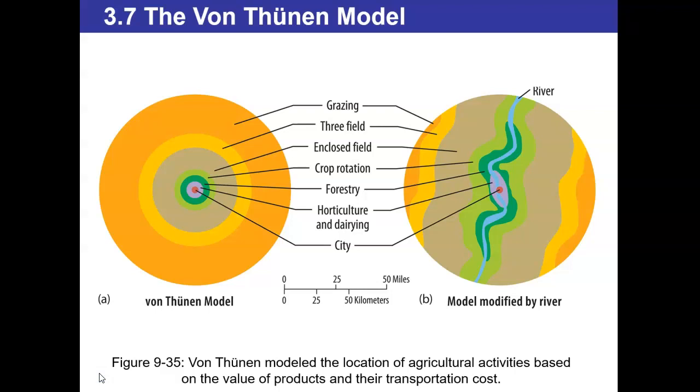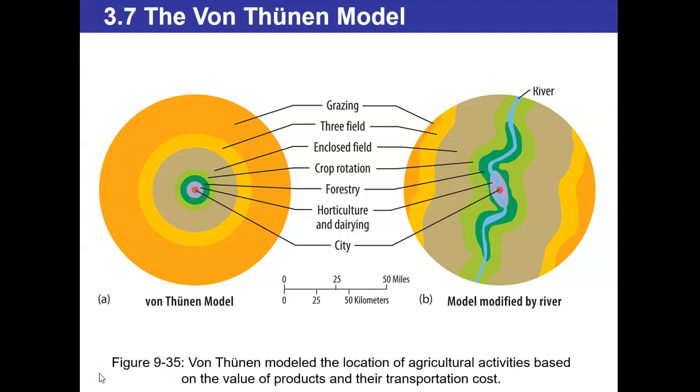Looking at the third ring, the next ring was used for various crops and for pasture. The specific commodity was rotated from one year to the next. As you can see in the model, that's indicated by crop rotation, and may include the next two categories as well as the enclosed field and the three field.